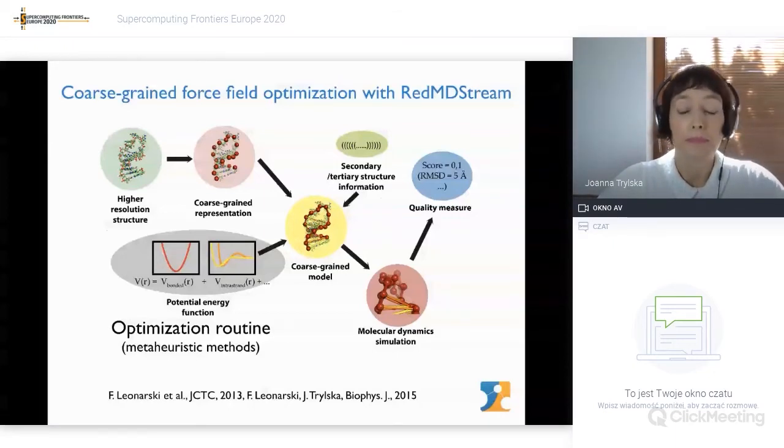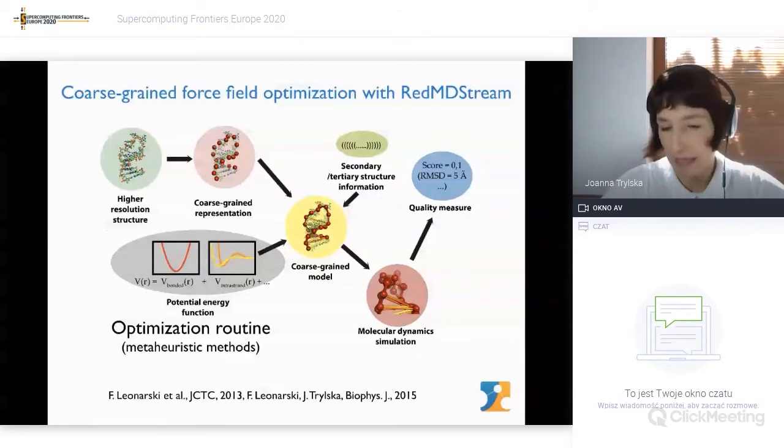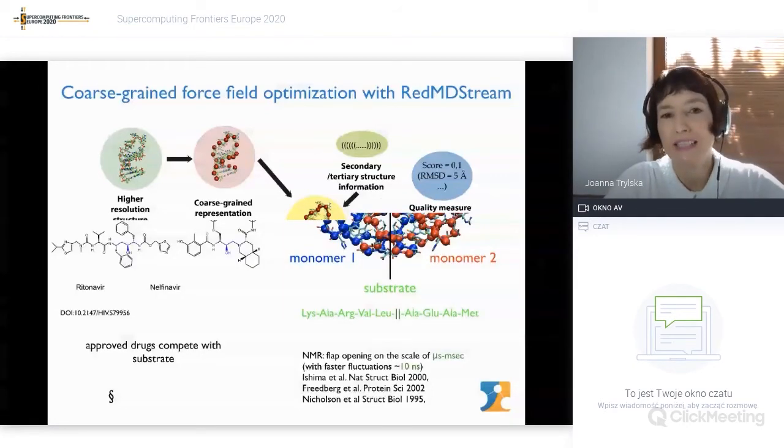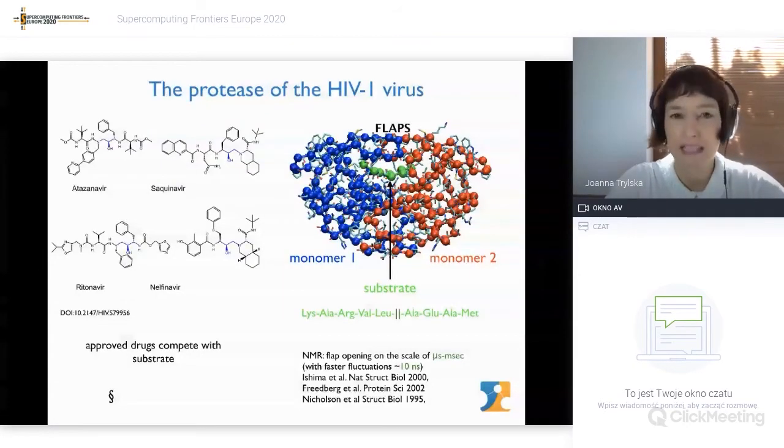Now, after this introduction about MD simulations, I would like to go to the examples, showing you why the internal dynamics is important to consider in general. So the first example is of an enzyme, protease, of the HIV-1 virus that I simulated a couple of years ago, probably a decade ago.